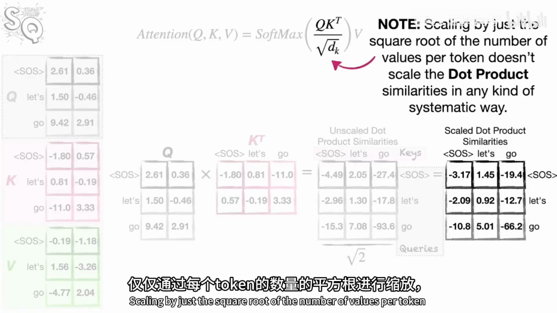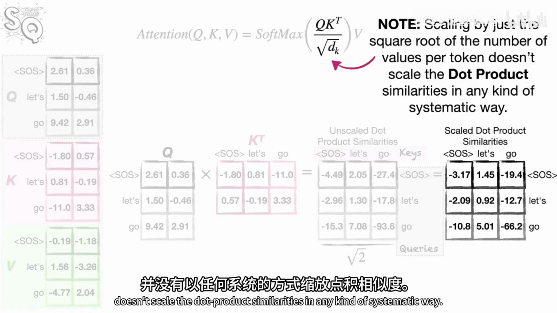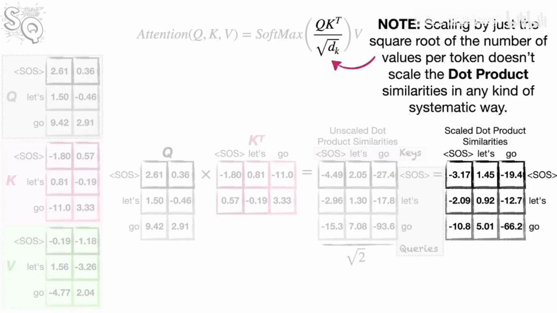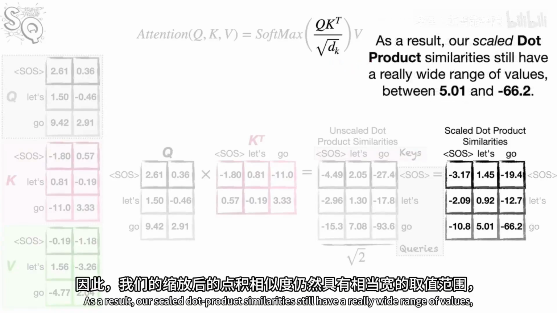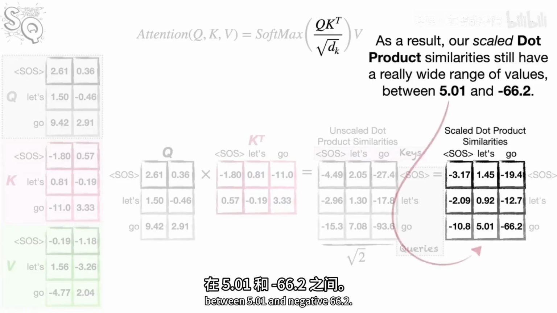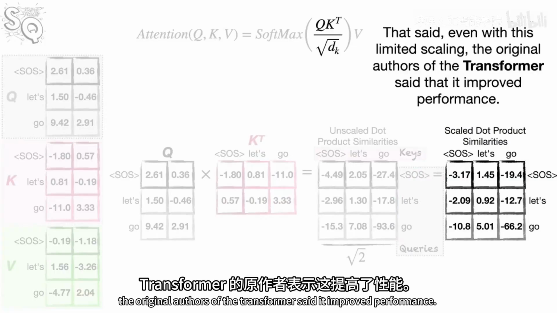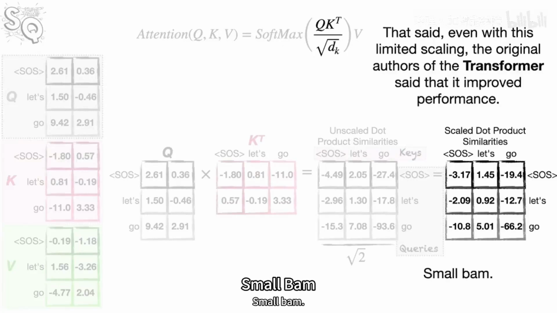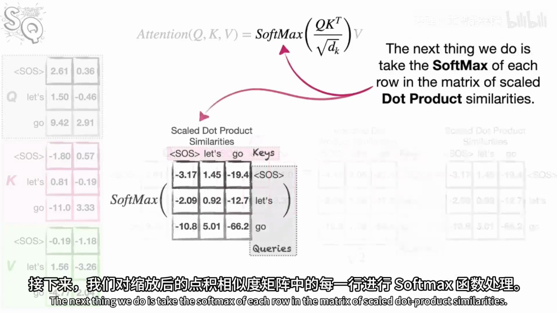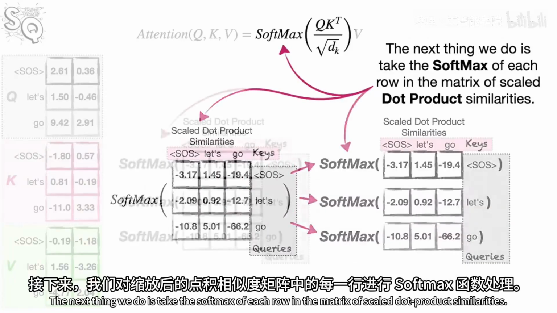Note, scaling by just the square root of the number of values per token doesn't scale the dot product similarities in any kind of systematic way. As a result, our scaled dot product similarities still have a really wide range of values between 5.01 and negative 66.2. That said, even with this limited scaling, the original authors of the transformer said it improved performance. Small bam.